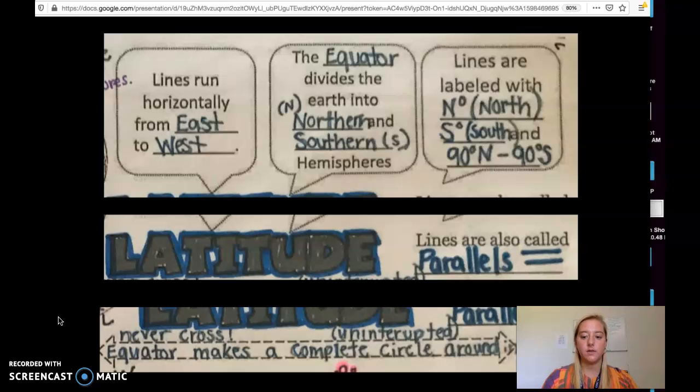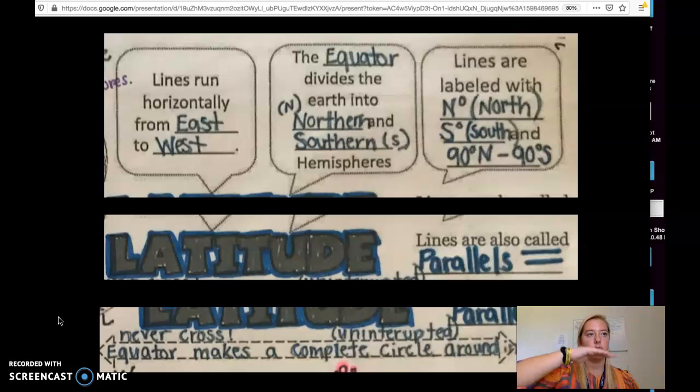These lines are labeled with north degrees. That little symbol by the end stands for degree. It's important when you're writing lines of latitude and longitude, when you're writing those coordinates. And south, S with the degree symbol. And they go from 90 degrees north to 90 degrees south, with that 0 being in the middle.